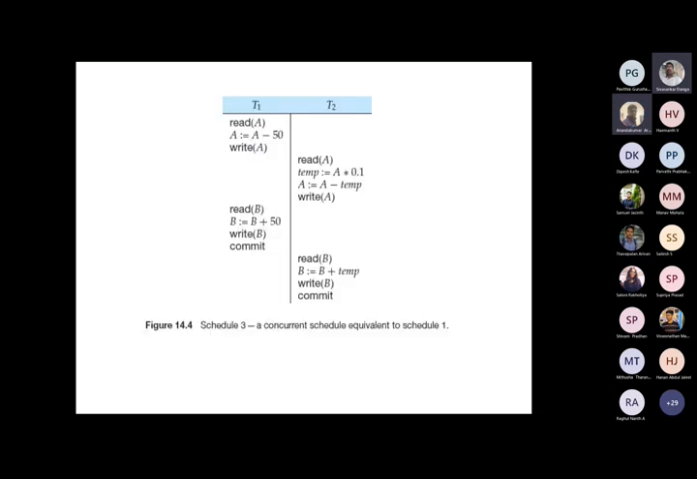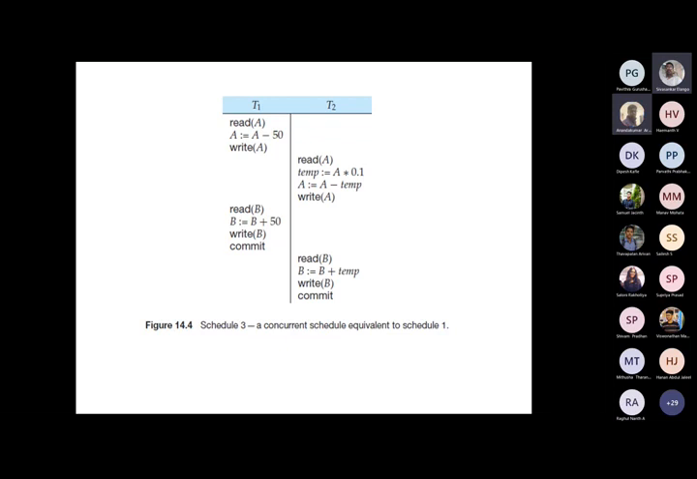So we are going to convert this schedule into a serial schedule, right? So this is a concurrent schedule, right? Figure 14.4, schedule 3 is a concurrent schedule where two transactions are executed concurrently, one after another, right? So we are focused only on read operation and write operation on a data item capital A.